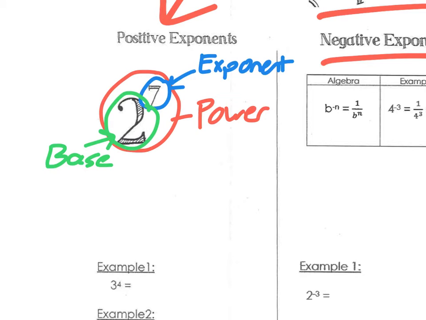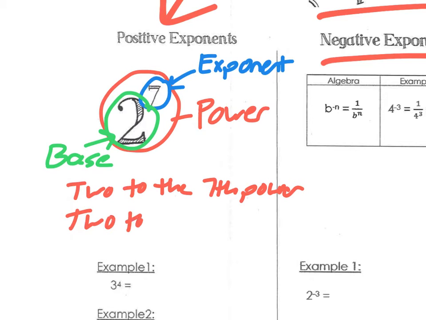Okay. What this actually means, I know many of you do, this one in particular, I would read off as 2 to the 7th power, or you could also say 2 to the power of 7. There's how I would say that expression in words, that power in words.